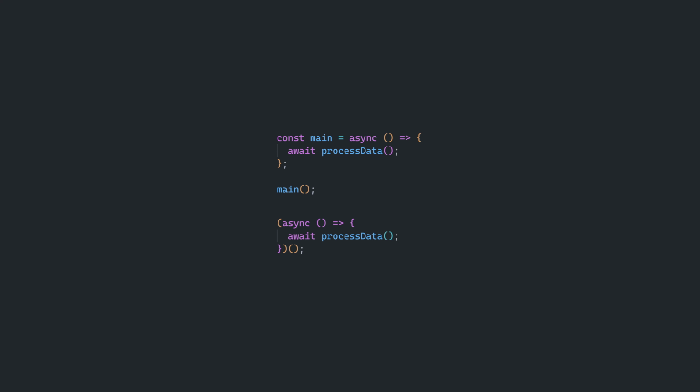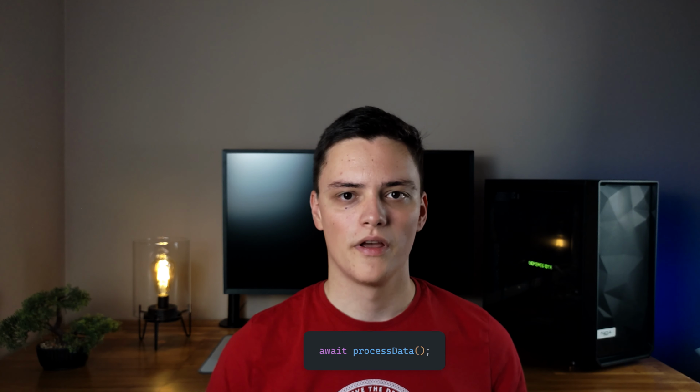Await could not be used at the top level of JavaScript modules. Until now, the developer had to write an async main function or a self-invoking async function to achieve this. The top level in JavaScript modules is now async by default, which means you can use the await keyword freely.